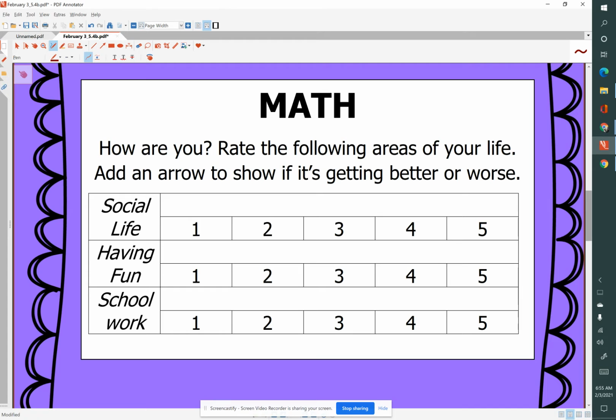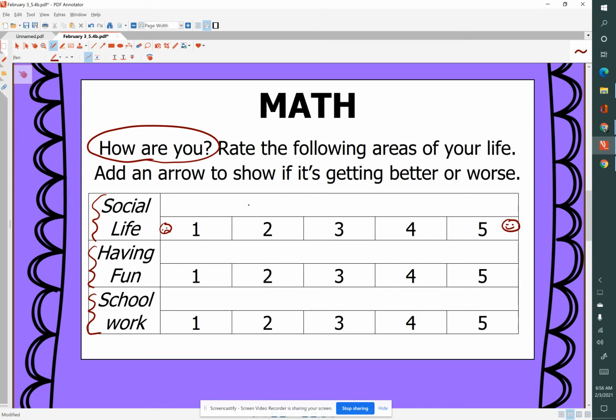Okay, so here's our do now. How are you? Sometimes we just need to check in with ourselves. So in math today, we're going to rate your social life, are you having any fun, and your schoolwork. Give yourself a 1, 2, 3, 4, 5. 1 is you really need to improve. 5, you're doing great.